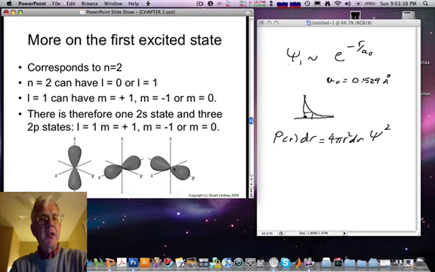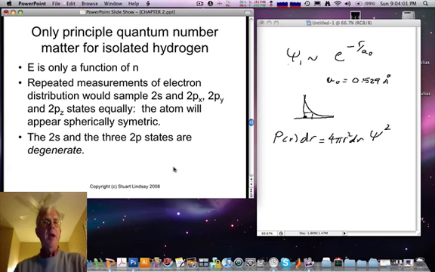When one plots the eigenfunctions squared times 4 pi r squared dr, one gets these dumbbell-shaped probabilities lying along the x, y, and z axes. These are referred to by chemists as p orbitals. The orbitals associated with the principal quantum numbers, the spherical shells, are referred to by chemists as s orbitals. Only the principal quantum number matters in determining the energy of the hydrogen atom.